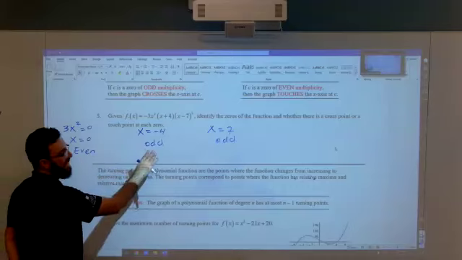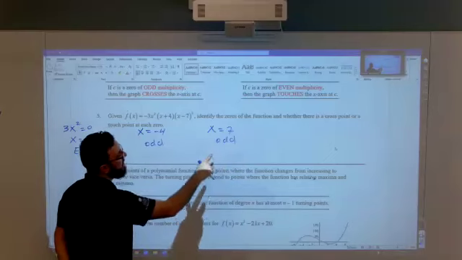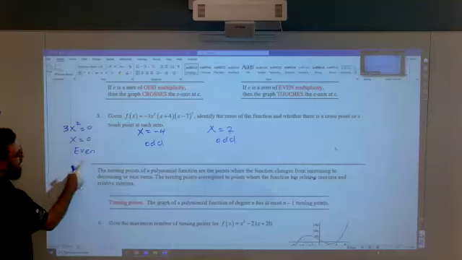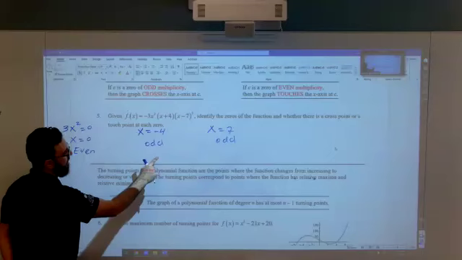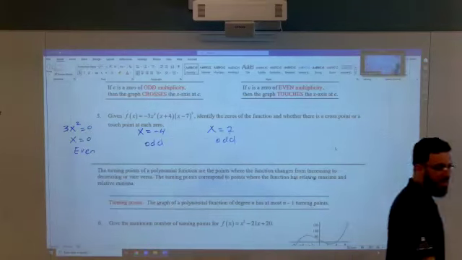What's the multiplicity here? 1. What's the multiplicity here? They ask you whether it's a touch or cross. Here is touch or cross? Touch. Here, here. That's it. That's what they're asking you.